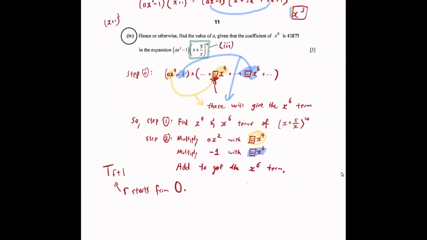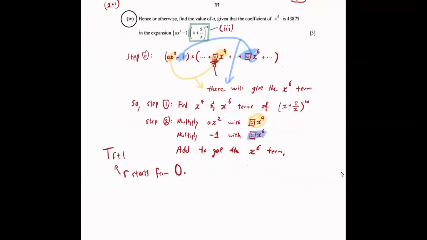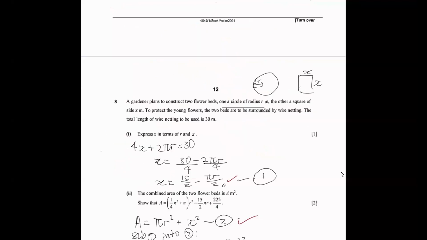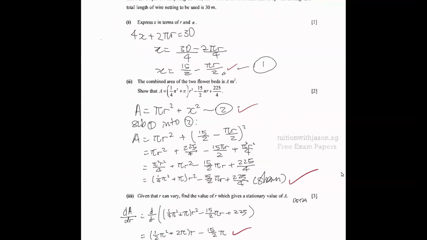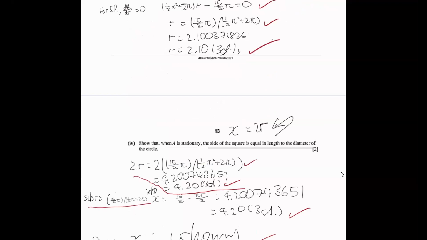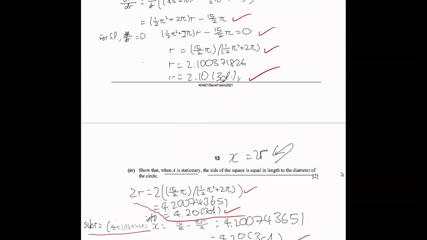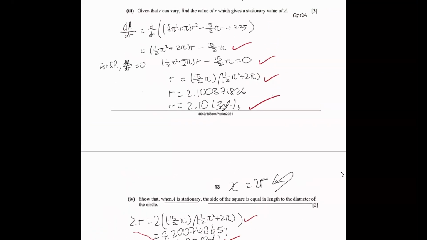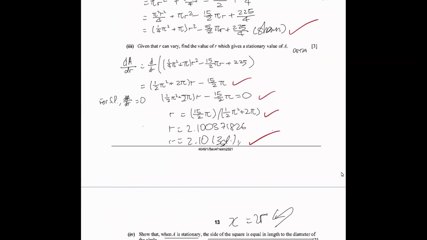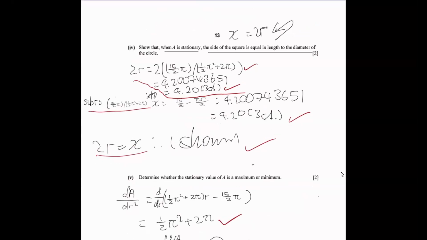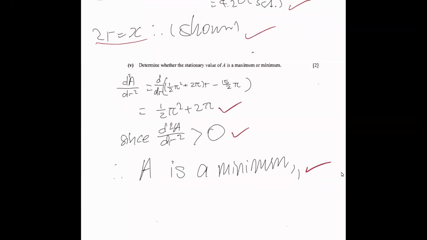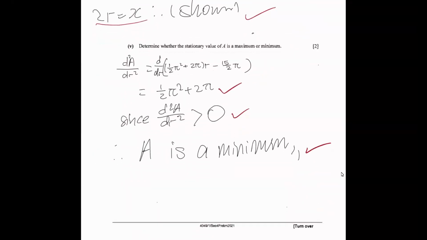Okay, good. Next one, question 8 is fine. Very, very good. Follow the procedure: differentiate, equals 0, solve for x, draw a table if you need to prove its nature. Here, you also show that 2r equals x. So it's fine. You also managed to show it's a minimum point without drawing a table. Very good. Use the second derivative test. Good.